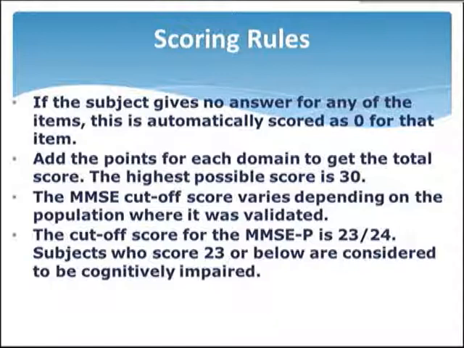If the subject gives no answer for any of the items, this is automatically scored as 0 for that item. Add the points for each domain to get the total score. The highest possible score is 30. The MMSE cutoff score varies depending on the population where it was validated. The cutoff score for the MMSE-P is between 23 and 24. Subjects who scored 23 or below are considered to be cognitively impaired.